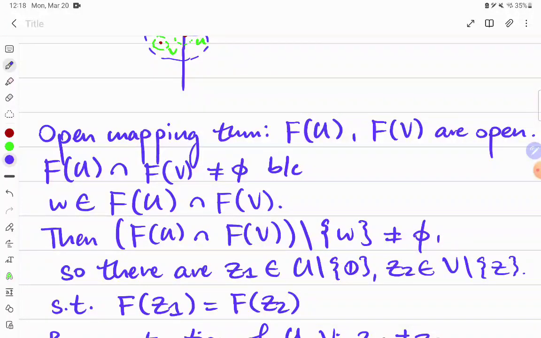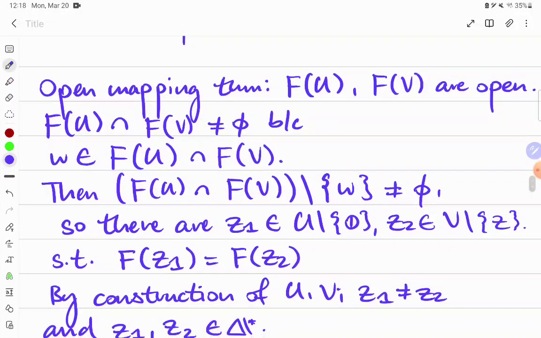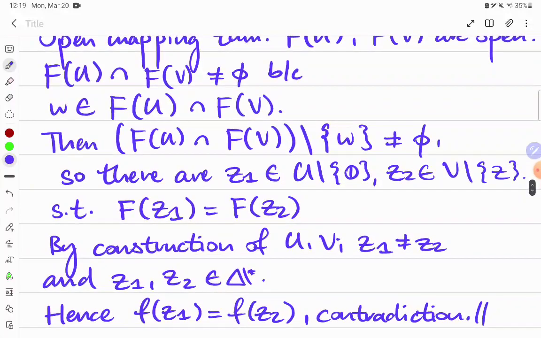What's the contradiction here? This is because z1 and z2 are not equal by construction, since u and v are in fact disjoint, and they both lie in the punctured unit disk, this reduces to little f, but little f cannot map z1 and z2 to the same point if z1 and z2 are distinct. This is because f is injective by hypothesis. This leads to a contradiction and shows that the function big F is injective as we desired.